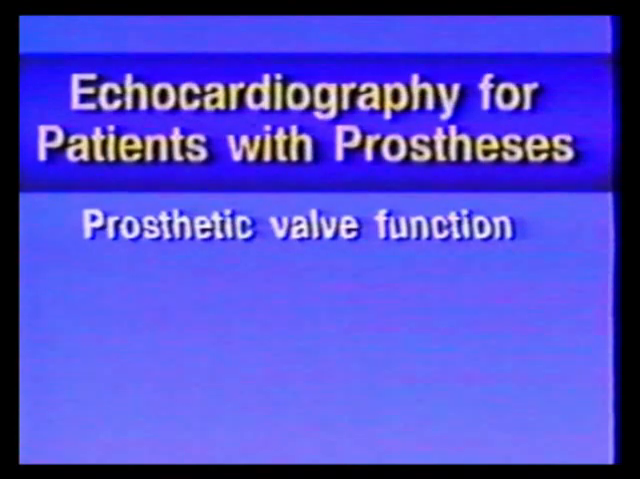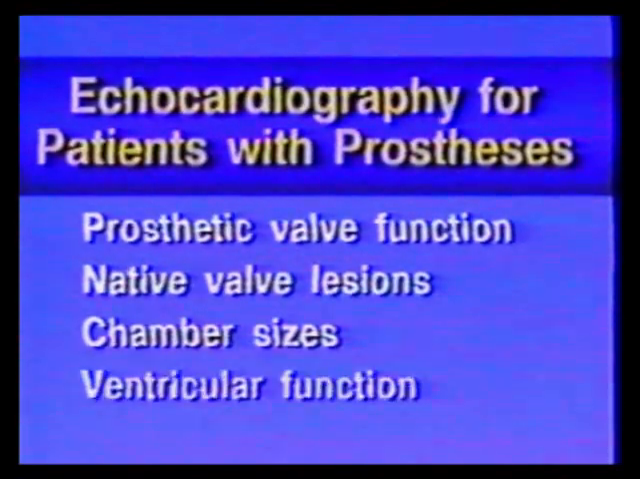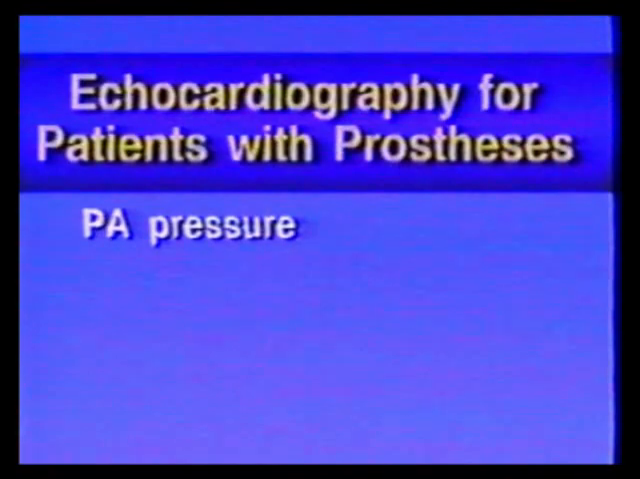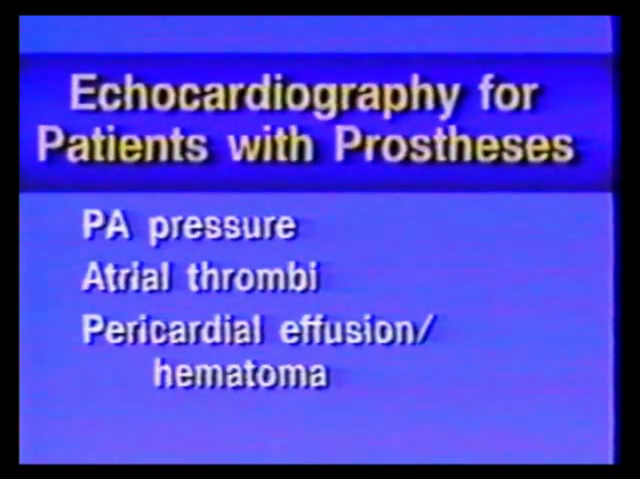In addition to fully characterizing prosthetic valve function, a complete echocardiographic exam will define associated lesions of native valves, chamber sizes and ventricular function, pulmonary artery pressure, atrial thrombi, and pericardial effusion or hematoma.